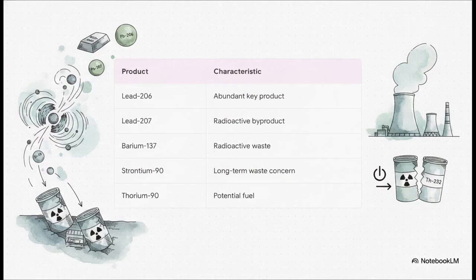Now, what's really interesting is looking at what gets left behind once the dust settles. We see very specific byproducts forming. We get lead-216, which is the most abundant product, along with the radioactive lead-217. But as you probably know, we also produce some serious long-term radioactive waste concerns, things like strontium-90 and barium-137. We even get thorium-90, which is kind of fascinating because it's both a potential fuel source and a waste product. Managing all these byproducts is a huge piece of the nuclear puzzle.